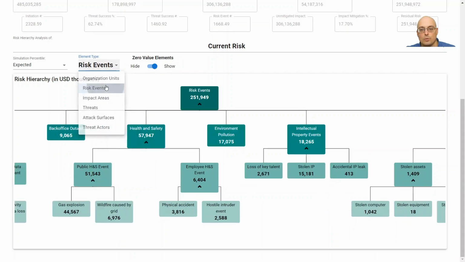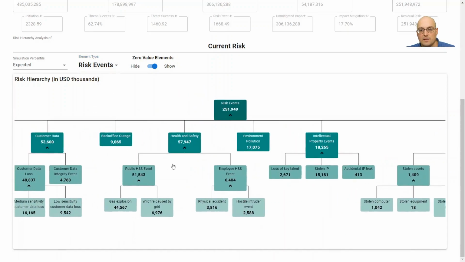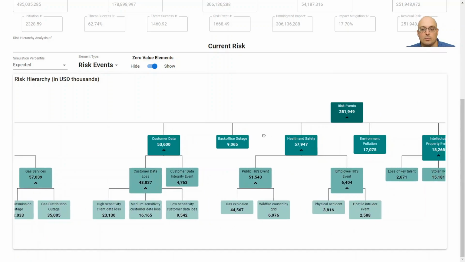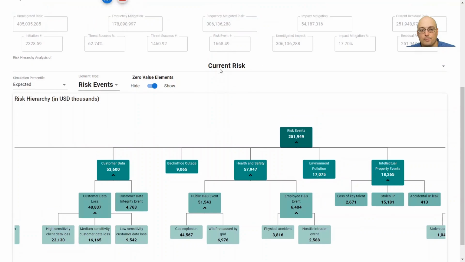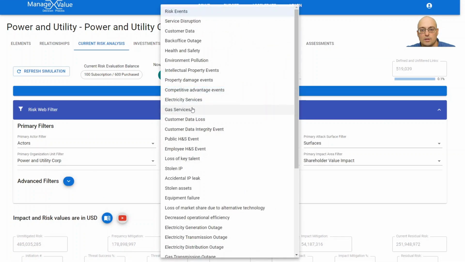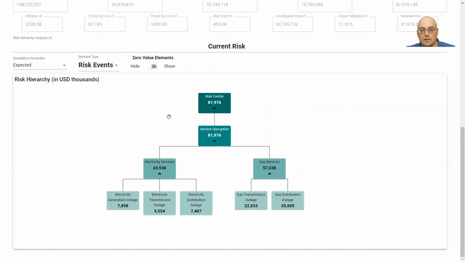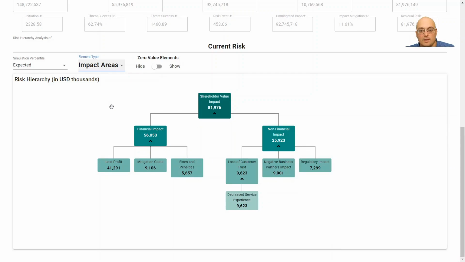So as you can see, under risk events, there are health and safety related risk events or even service disruption risk events. But when we talk about the multi-attribute value approach, that really focuses on the impact side. So to illustrate the point, if we just filter down to the service disruption related risk events and eliminate the zero ones, you can see that under the risk event hierarchy, we really have the focus on the gas services and electricity services. Everything is around outage. And when we switch back to the impact areas view, you can see that most of the impact essentially is within the decreased service customer experience for customers and for business partners as well.